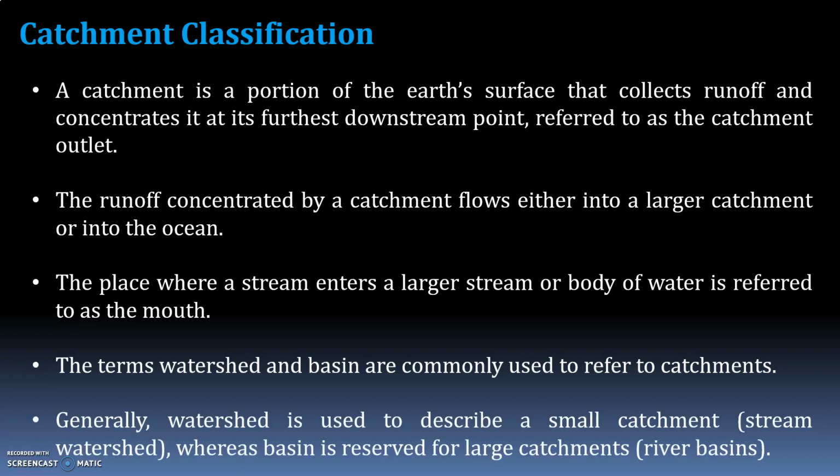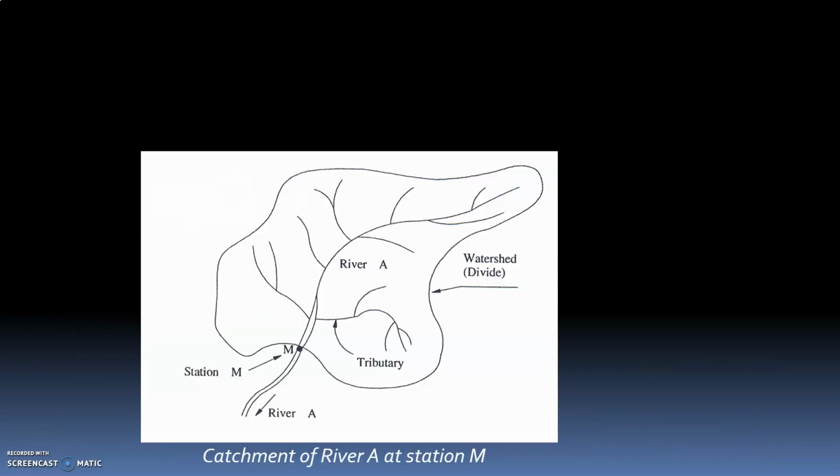Generally, watershed is used to describe a small catchment, such as a stream watershed, whereas basin is reserved for larger catchments, called river basins. This is a picture of a catchment of river A at station M. You can see this is the catchment. This is the flow of the river. This is the river, and this whole area is called a watershed. This is the station and these are the tributaries.